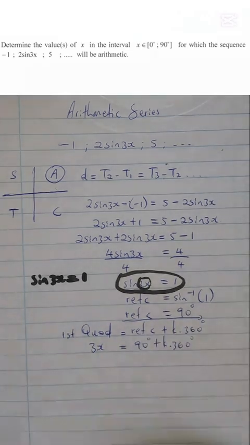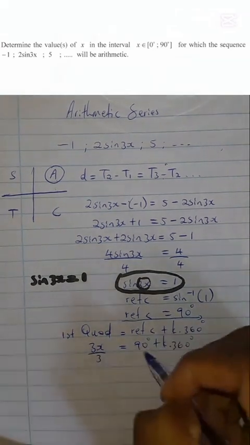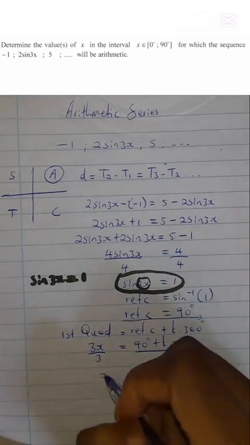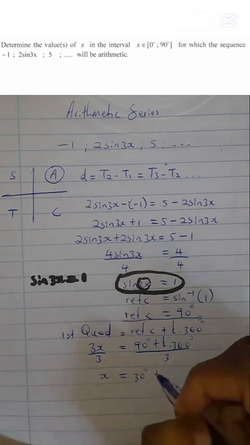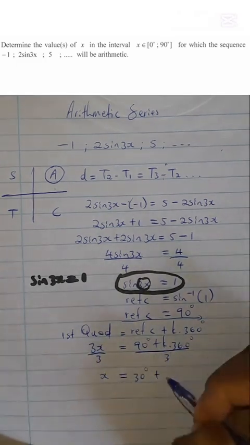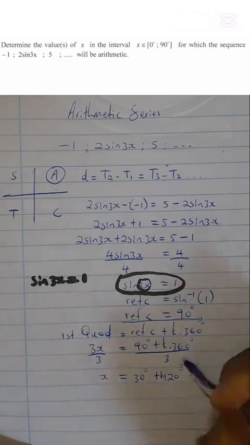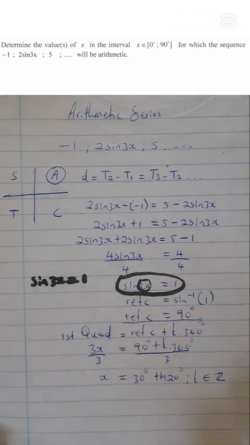So we're going to divide everything by 3 so that we can only be left with x. Dividing by 3 on both sides, we're going to be left with x is equal to 90 divided by 3, which is 30 degrees, plus 360 divided by 3, which is 120 degrees, so k multiplied by 120 degrees. And then k is an element of integers.